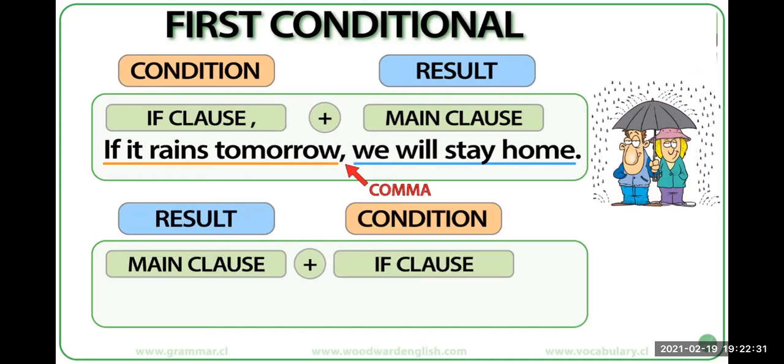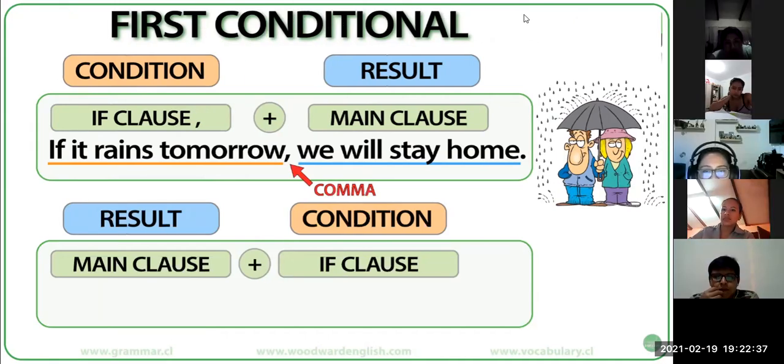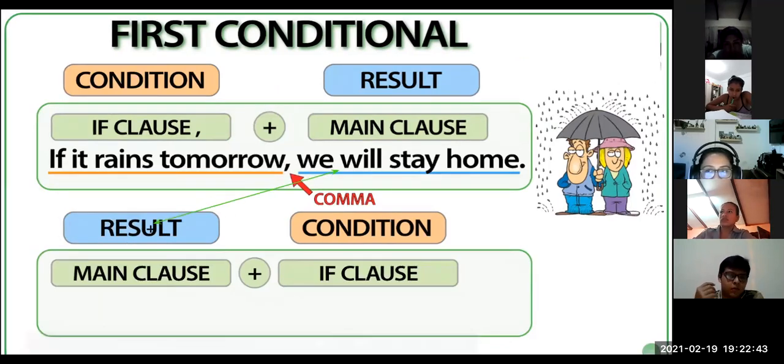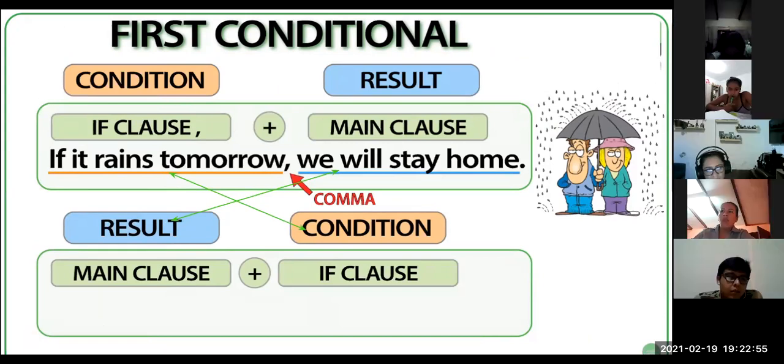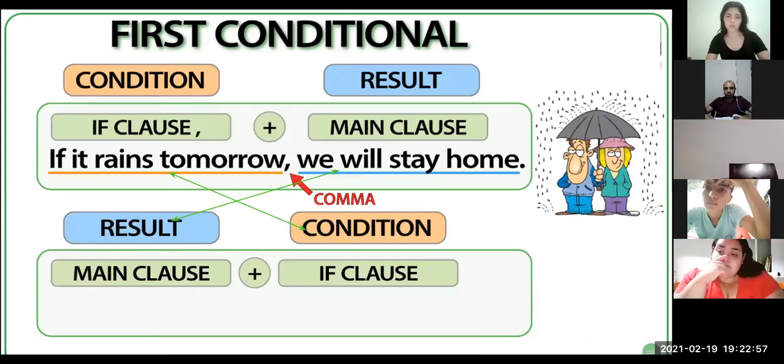So how can we change this? How can we change this? Can you give me an idea? I want you to tell me how can I change, how can I move the result here and the condition in this place? What can I say? ¿Cómo podría ser? What do you think?